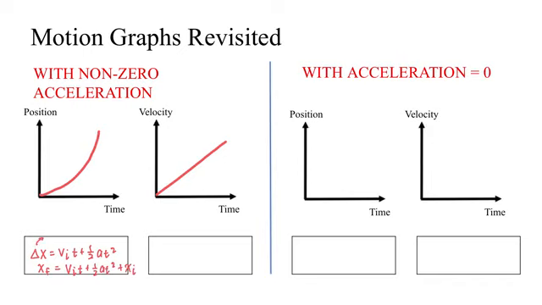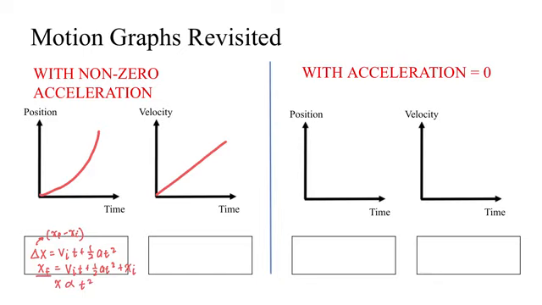If I take this delta x and split it up into xf minus xi, and then move the xi to the other side, I get a function of position. This is position at any time. So position is proportional to time squared.